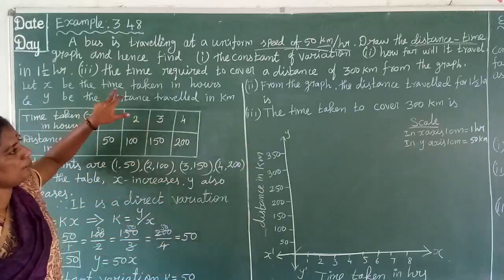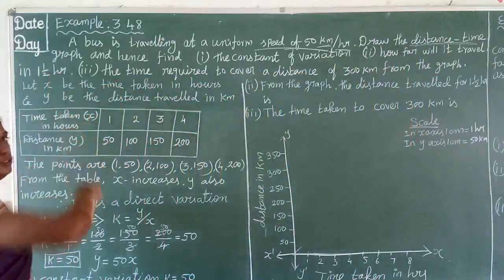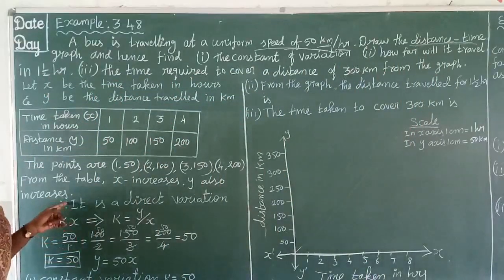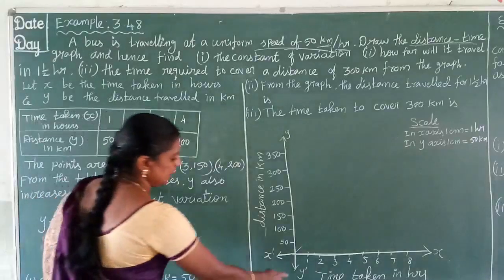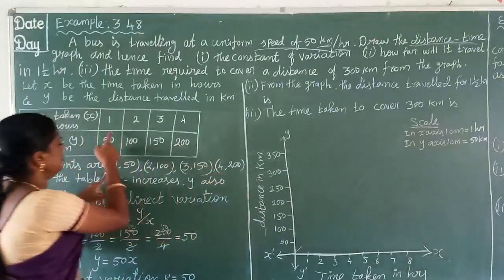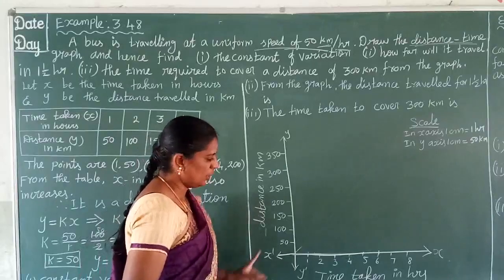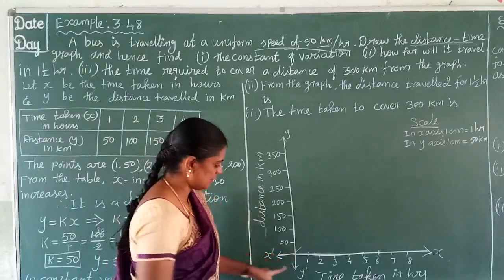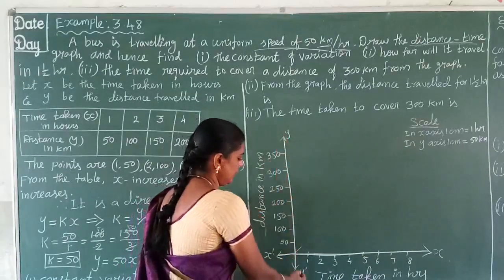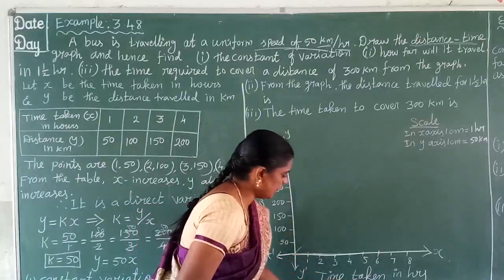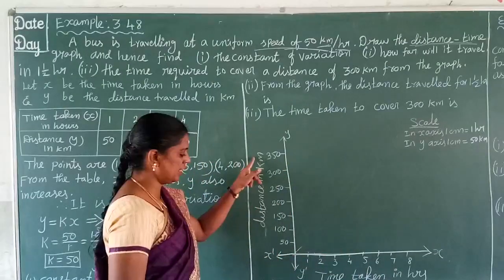Next, the second one: how far it will travel in 1.5 hours. So using the graph we have to find it. So first we want to complete the graph, using the same method as the last question. Here there is no negative value, so no need for the negative side, only the positive side in the x axis and the y axis. So at the bottom you draw the x axis and here you draw the y axis. On the x axis we take time taken in hours and on the y axis we take distance in kilometers.